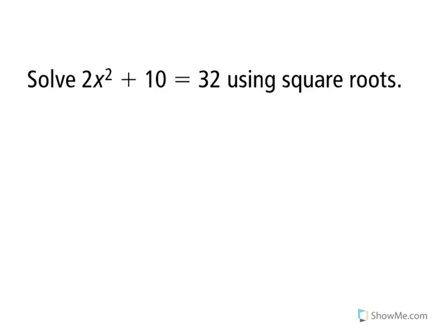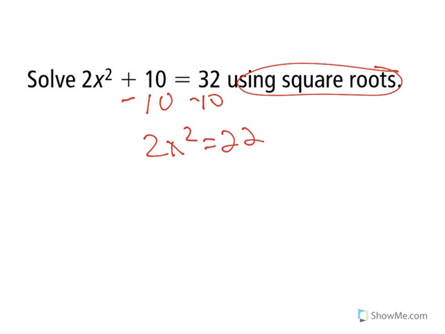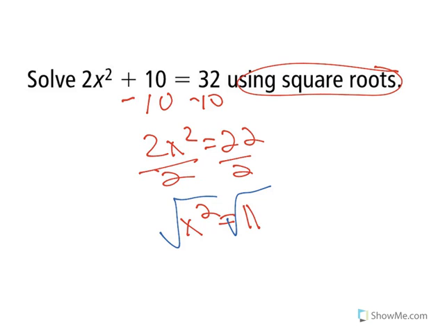And again, everything will say using square root, so you know that's the one where you need to. So subtract the 10 from both sides. 2x squared equals 22. Divide by 2. Get that x squared by itself, and then take the square root. And the square root of 11 is 3.32. Notice 2 decimal places, please. Okay? Ask questions in class.